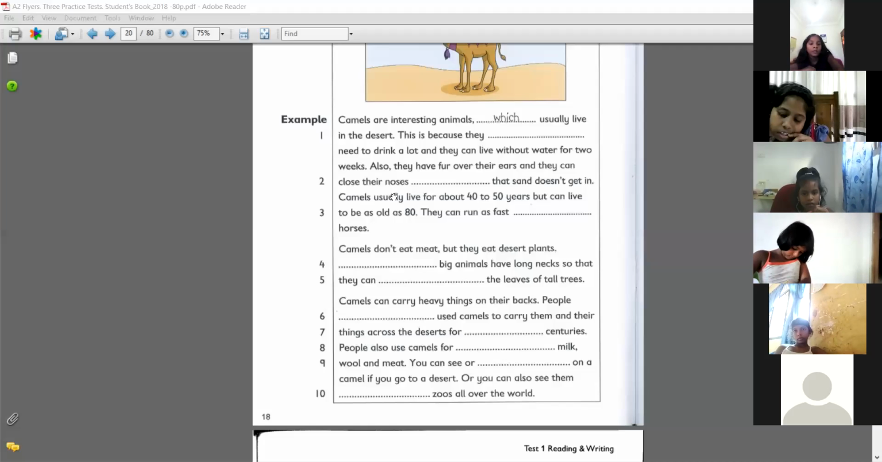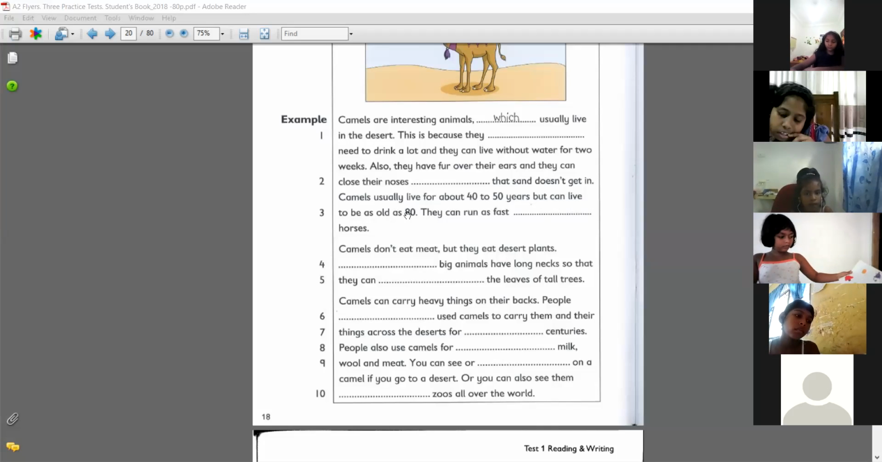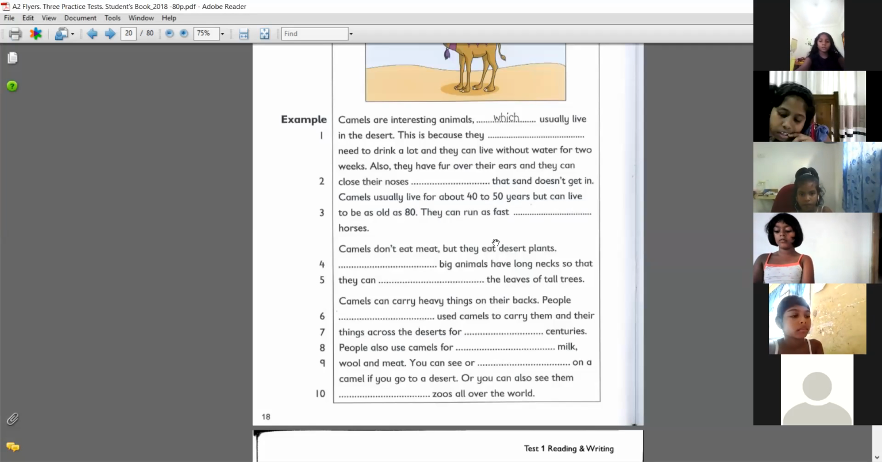Okay, camels usually live for about 40 to 50 years, but can live to be as old as 80. 40 to 50 years is their usual life expectancy, but some live up to 80. They can run fast blank horses.